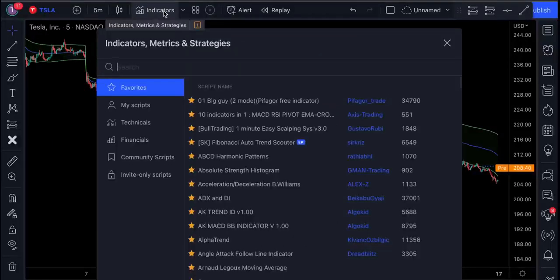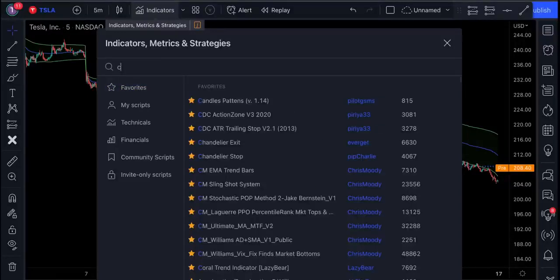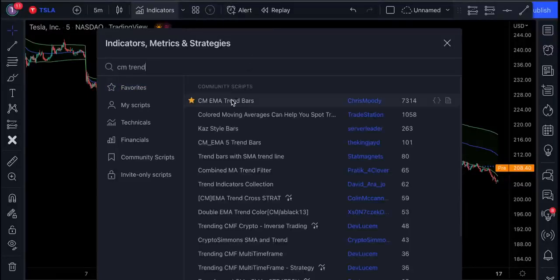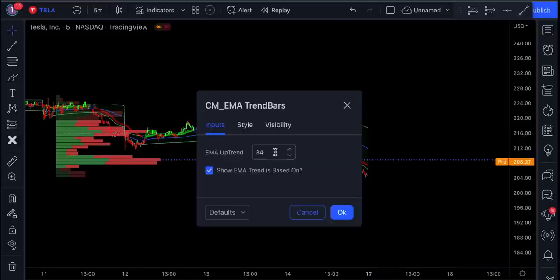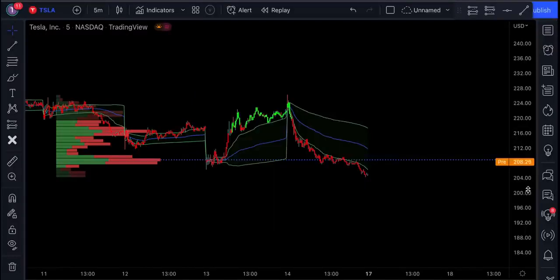And for the last indicator, we will need to add CM Trend Bars by Chris Moody. Let's also adjust its settings. We will change the EMA uptrend from 34 to 200. Also, let's disable this option right here. Okay, the setup is ready. Now let's understand the exact rules for entering a trade.